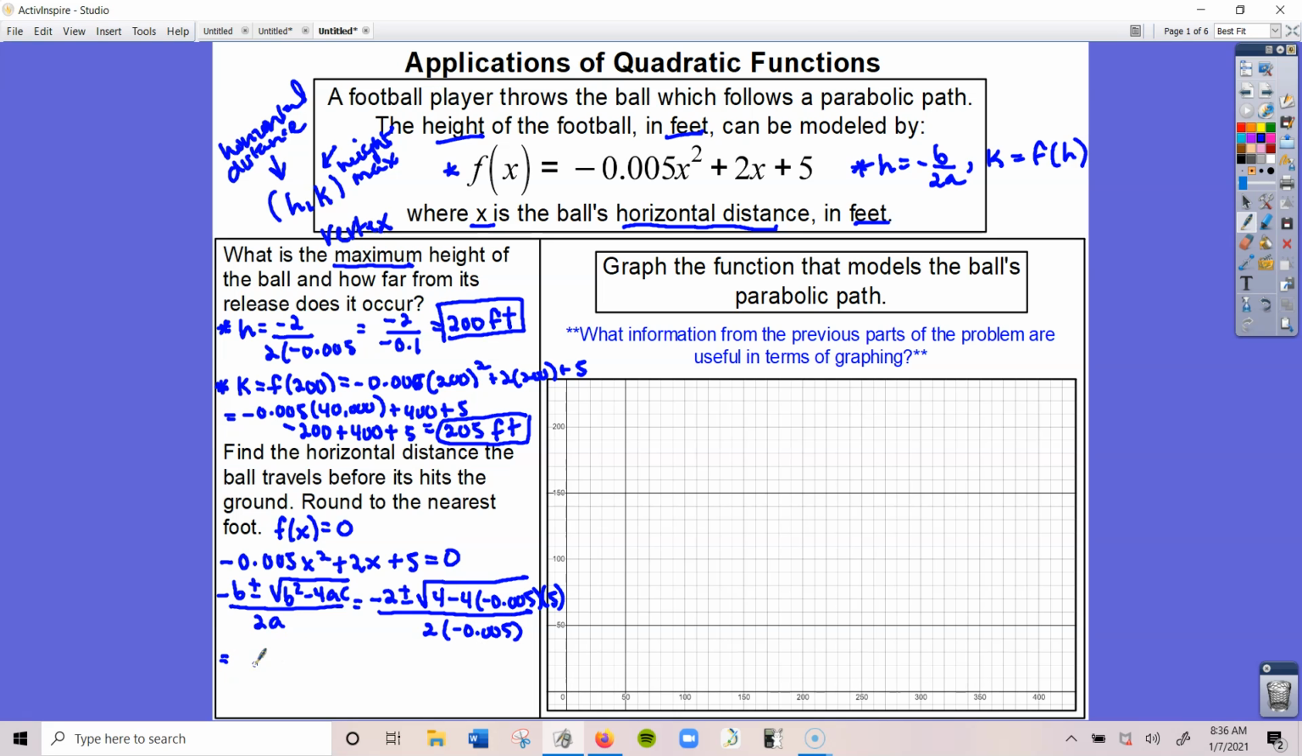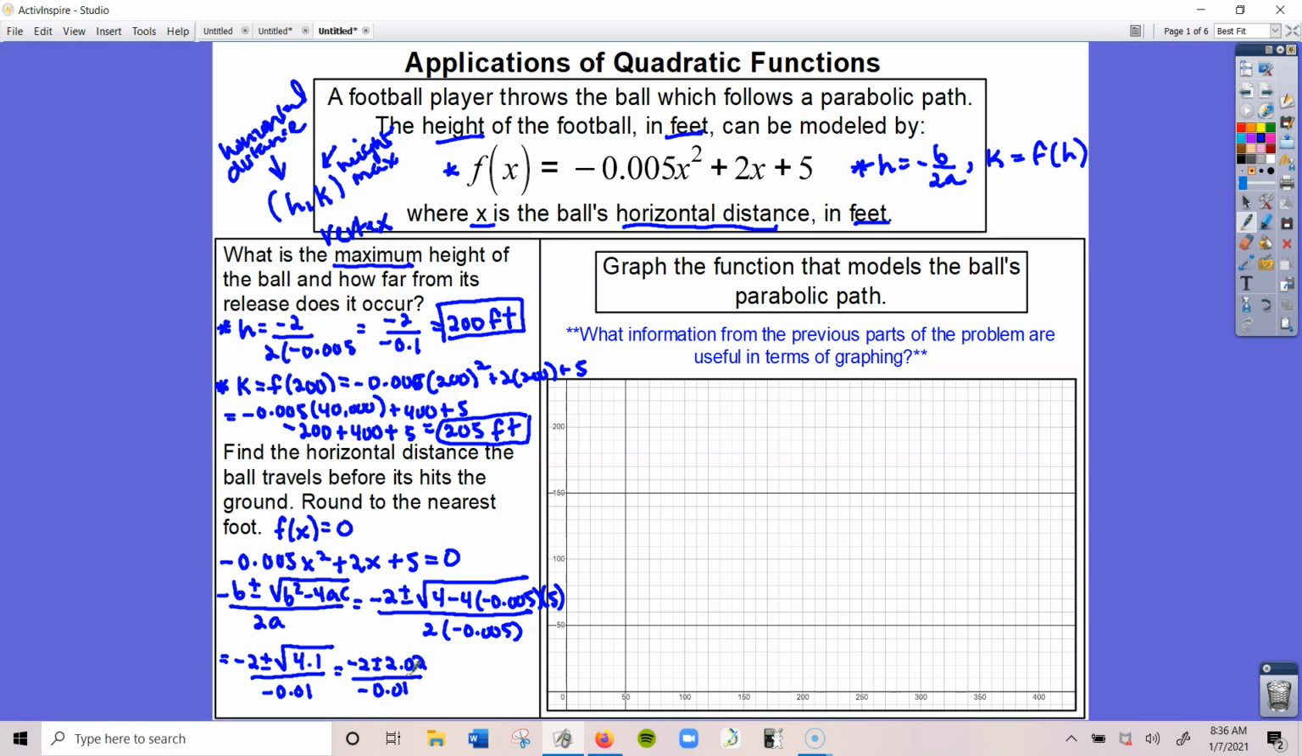If we continue to work this out, we get negative 2 plus or minus the square root. Now, I already worked this out: 4 minus 4 times negative 0.005 times 5 is 4.1. And this is over negative 0.01. Now, the square root of 4.1 is 2.02. So negative 2 plus or minus 2.02, all over negative 0.01.